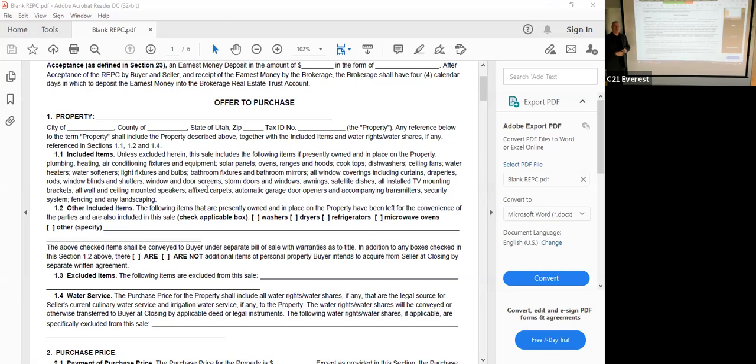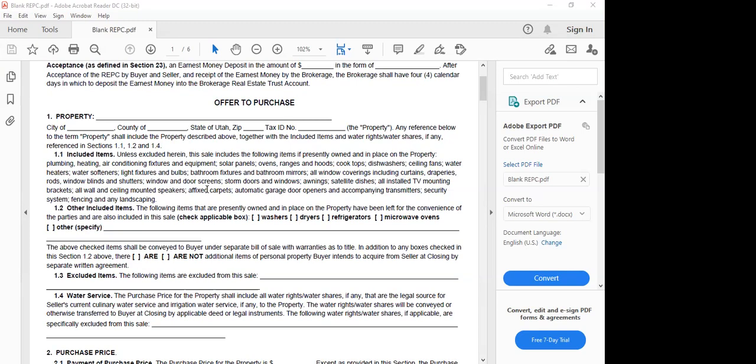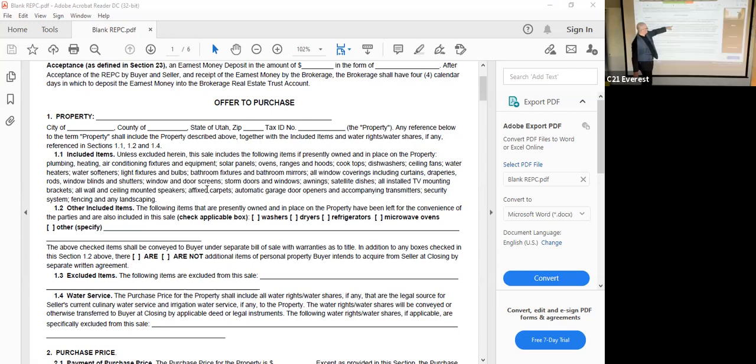Hopefully I've set it up. The answer is absolutely not. Let's read the first part of it. The sale includes the following items if presently owned and in place in the property: plumbing, heating, air conditioning fixtures, and equipment. You haven't figured it out? The Nest thermostat is part of the equipment.